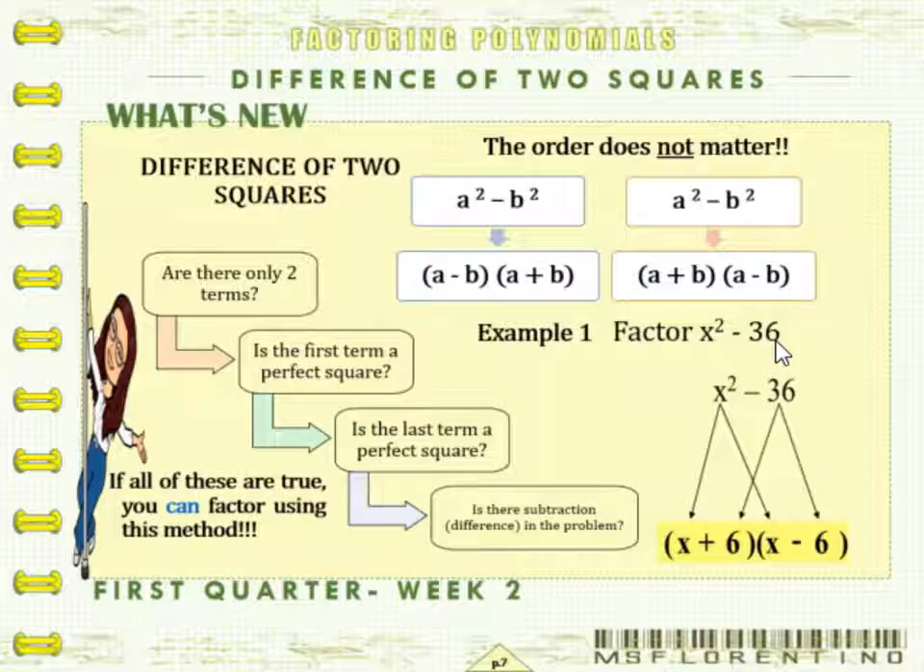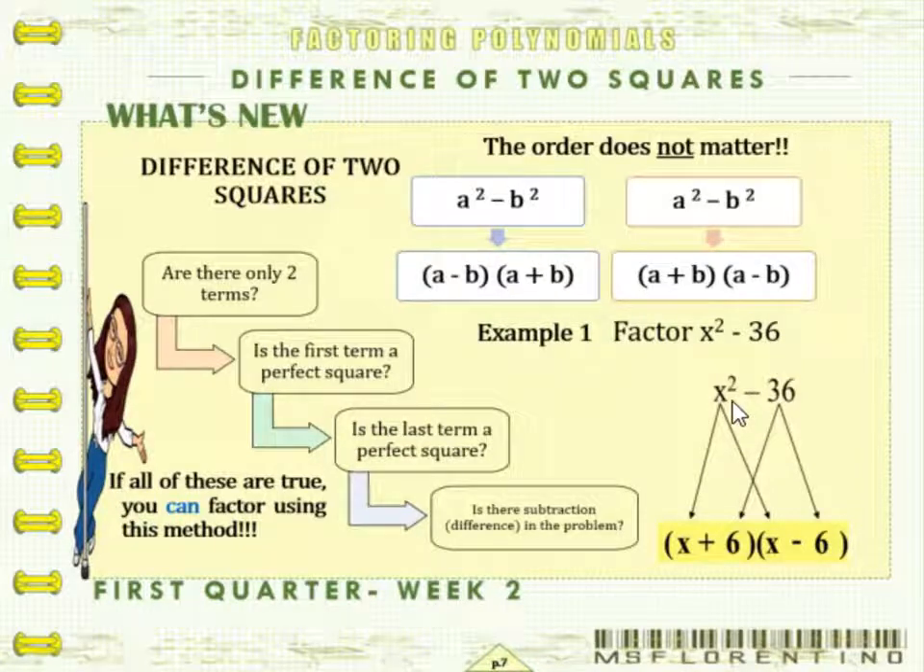First, we check: are there only two terms? Is the first term a perfect square? Is the last term a perfect square? Is there subtraction in the problem? If all these are true, then we can factor using this method.